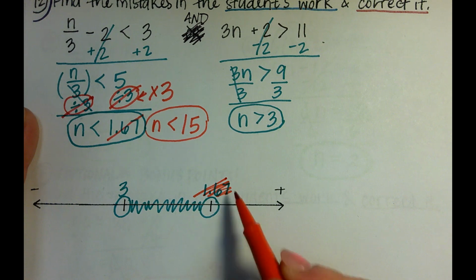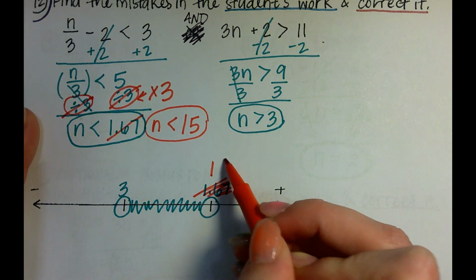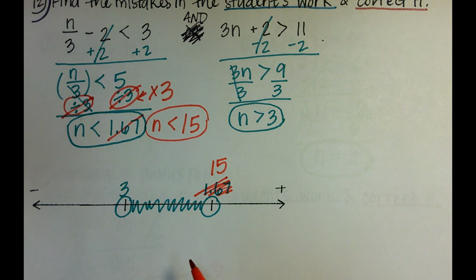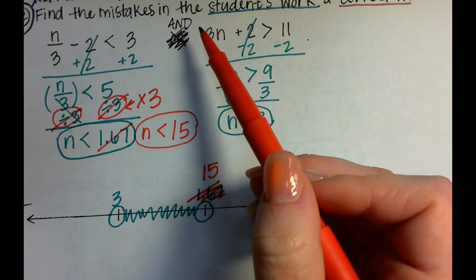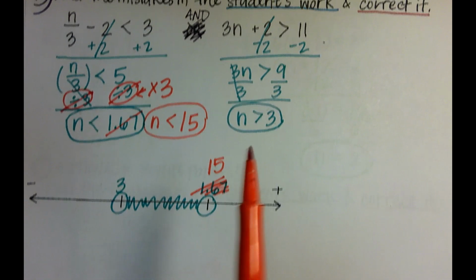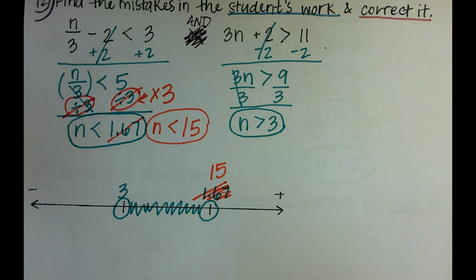Yeah, this is not the right number. We're going to put 15 instead. Now, is the shading okay? Yes. Yeah, the shading's actually okay. If I had written and instead of or, that's my fault. So, these are the 2 corrections we made. Looks good.